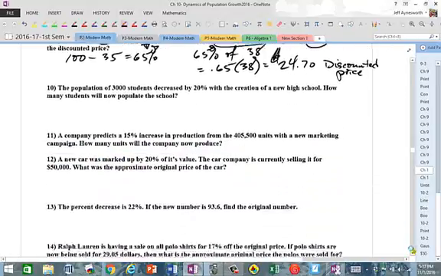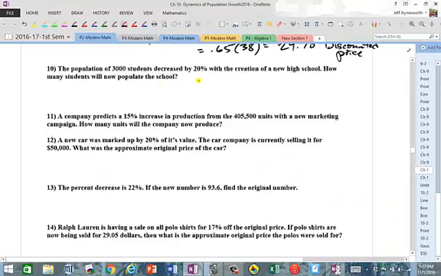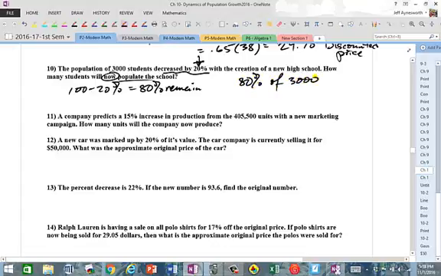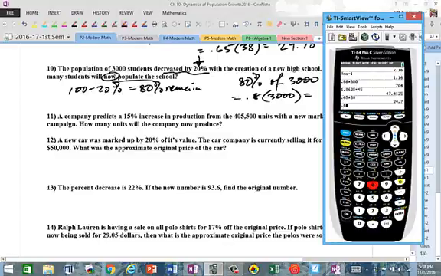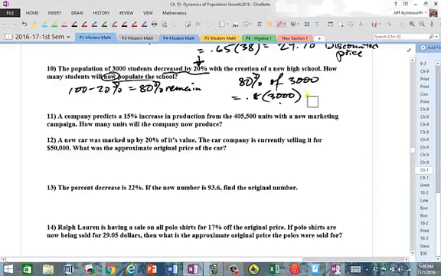Moving on. All right, let's take a look at a population problem. So the population of 3,000 students decreased by 20%. Okay, it went down. With the creation of a new high school, how many students will now populate the school? Well, if there's a 20% reduction, then 100 minus 20 would be 80% remain, right? So we need to calculate 80% of the 3,000. Mathematically, that's 0.8 times 3,000. What is that? Well, it helps if you put the numbers in, right? There we go. And you get 2,400. So 2,400 students remain.